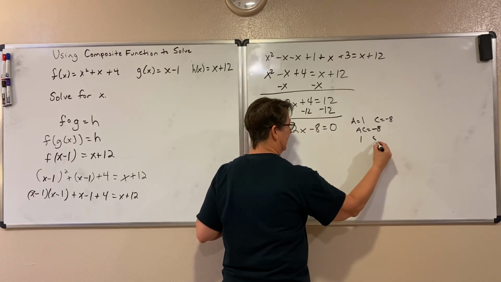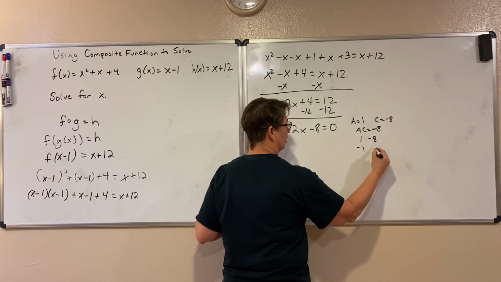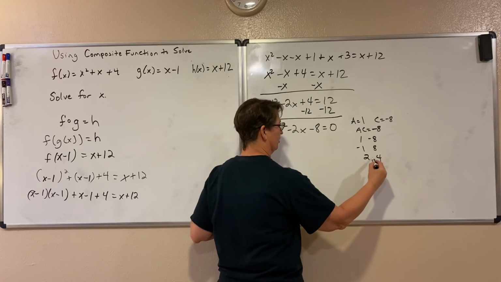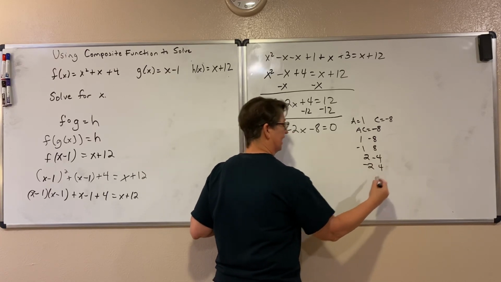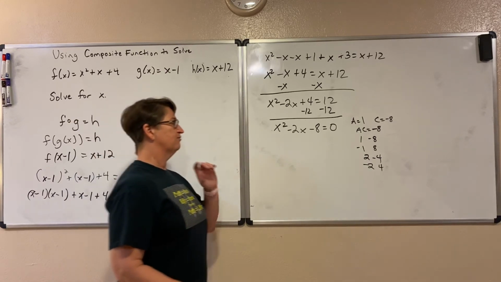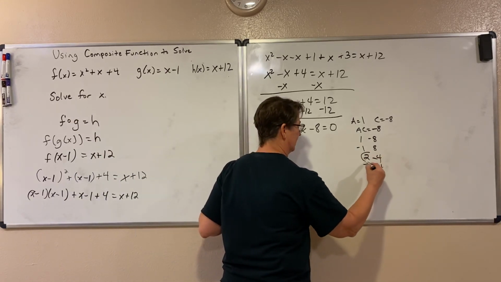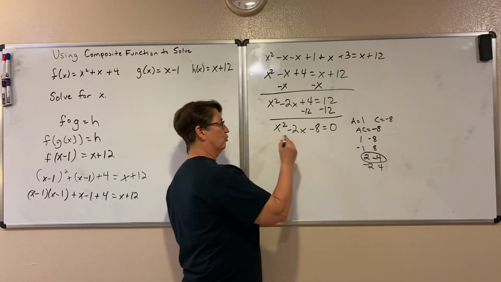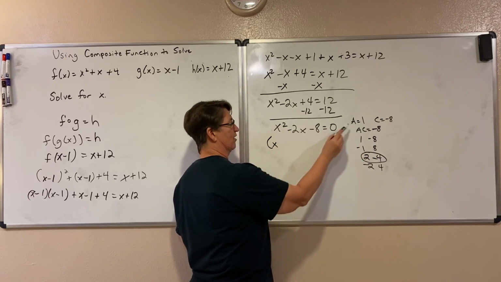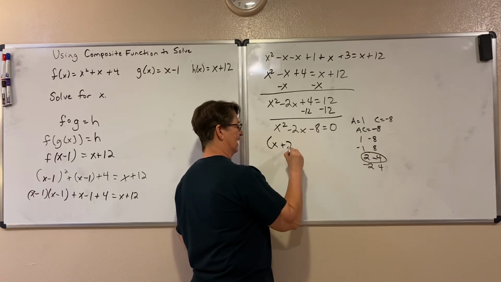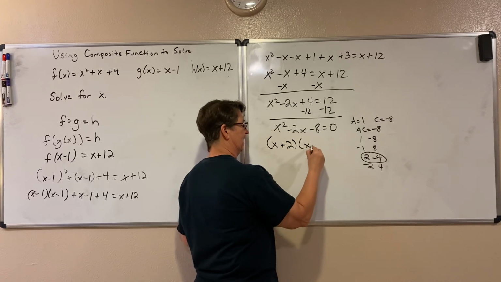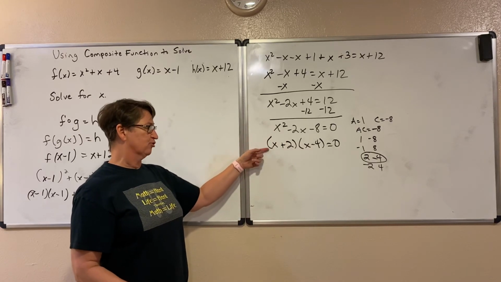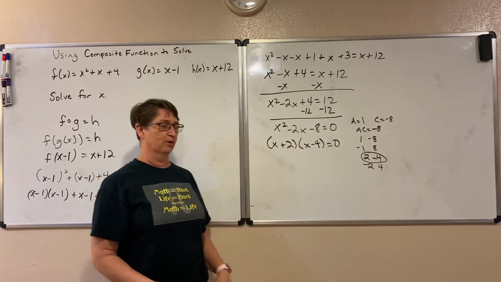So 1 and 8, or negative 1 and 8, those don't add up to be negative 2. How about 2 and 4, or negative 2 and 4? Sure enough, this one adds up to be negative 2. Those two values add to be negative 2. So we know we can skip straight to the punchline. When our A is 1, I can go straight to my answer of x plus 2 and x minus 4. So this trinomial factors to be x plus 2 and x minus 4.